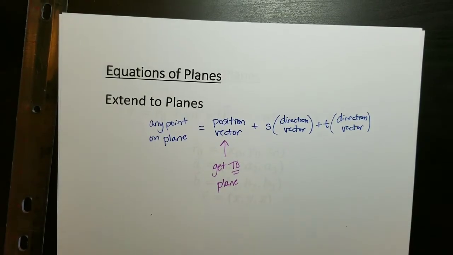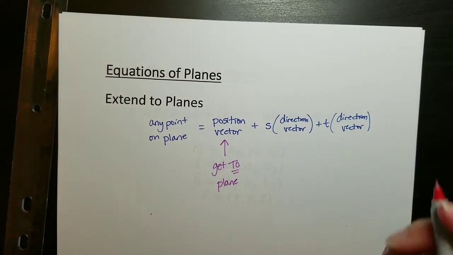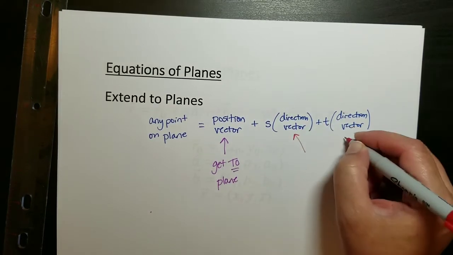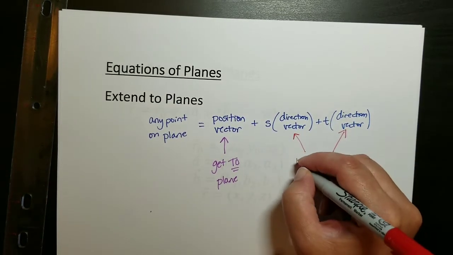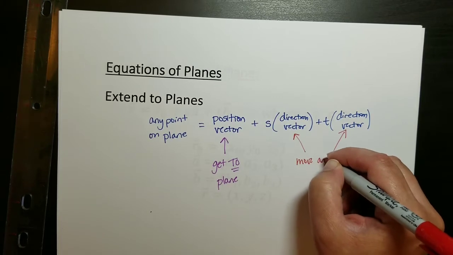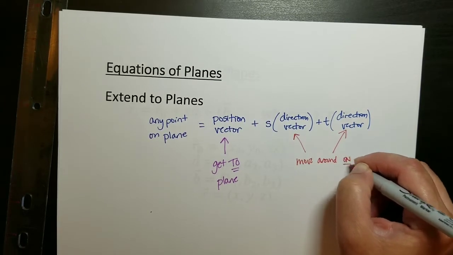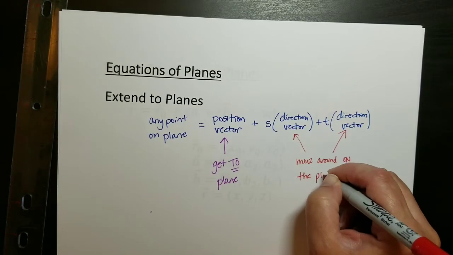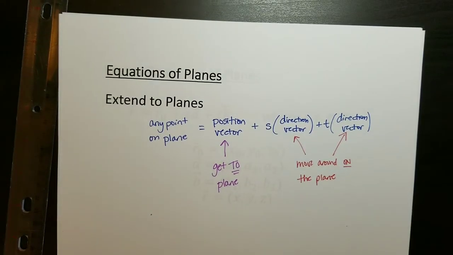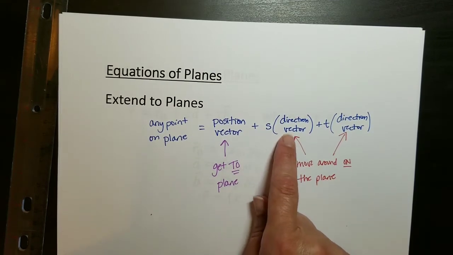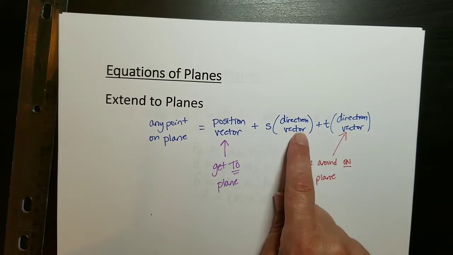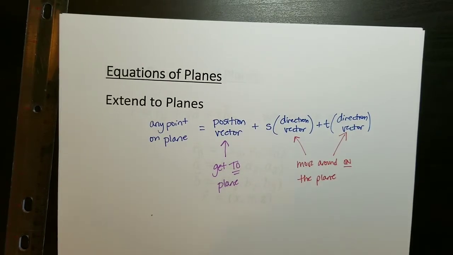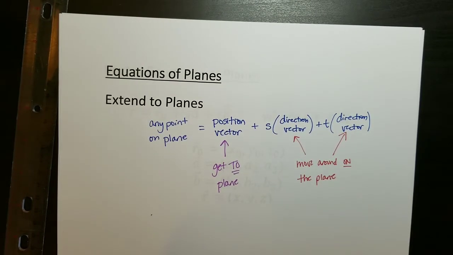And then the direction vectors, we need both of them, A and B. This will help us move around on the plane. So any vector on a plane can be written as a linear combination. That's what this is: S times one direction vector plus T times the other direction vector. So this will let us have any vector that's on the plane.